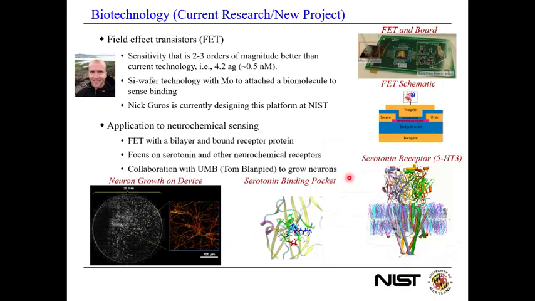So let me go back and switch to the laser pointer. What we're doing here is looking at this serotonin receptor, measuring serotonin binding through simulations, and then also experimentally measuring this through measurements with lipid-bound protein as well as proteins that reside in the neuron itself.